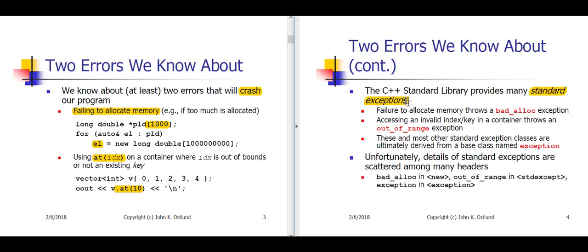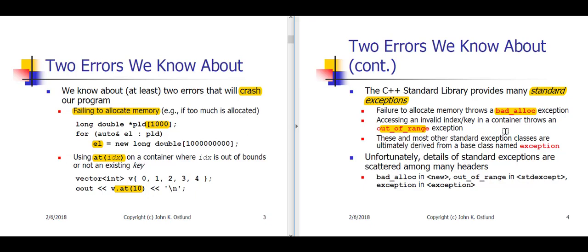If you attempt to allocate memory with new and new cannot get you the memory that you've asked for, new will throw what's called a bad_alloc, that is a bad memory allocation exception. On the other hand, the at member function in a container, if you access an element that's outside the range of subscripts for that vector or deque, throws what's called an out_of_range exception. It turns out that these standard exceptions are organized into a hierarchy.